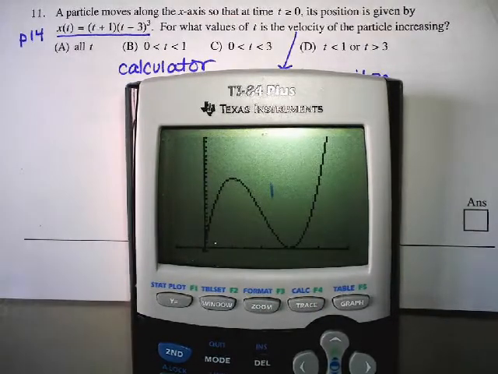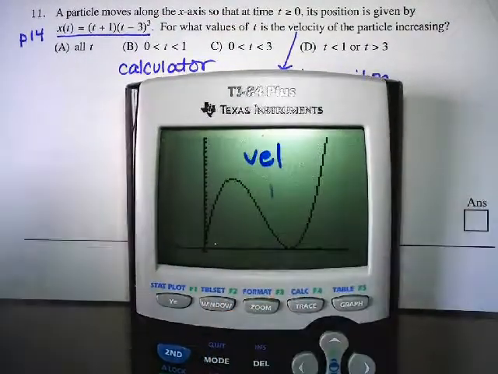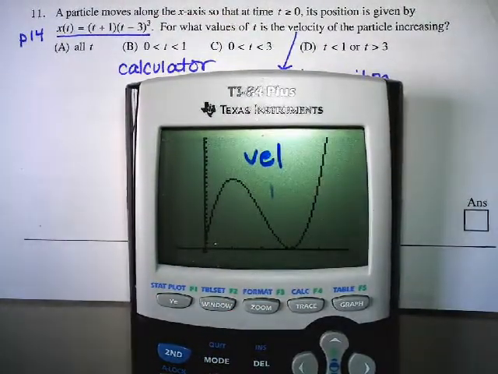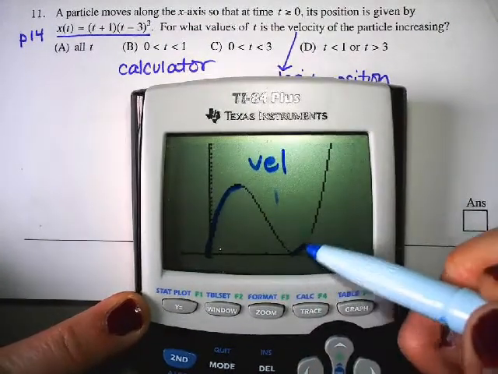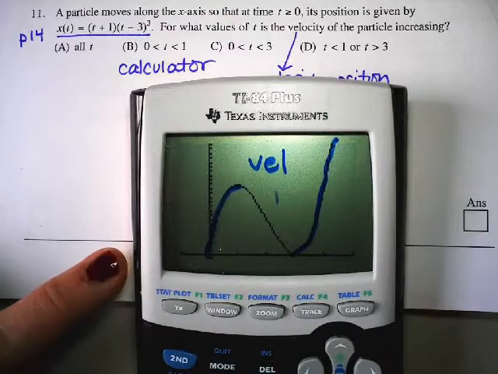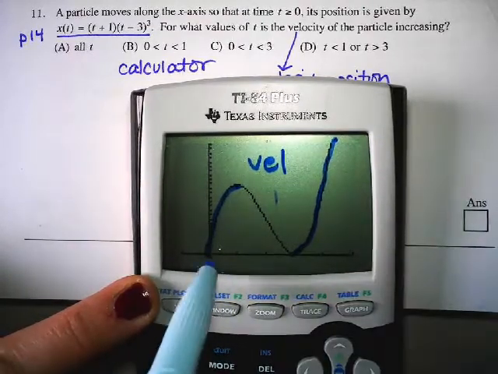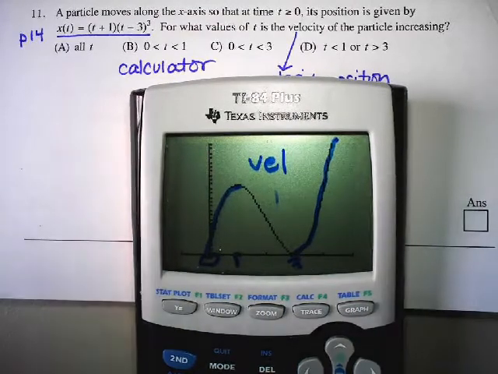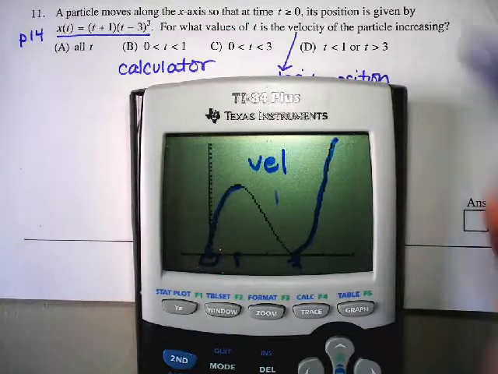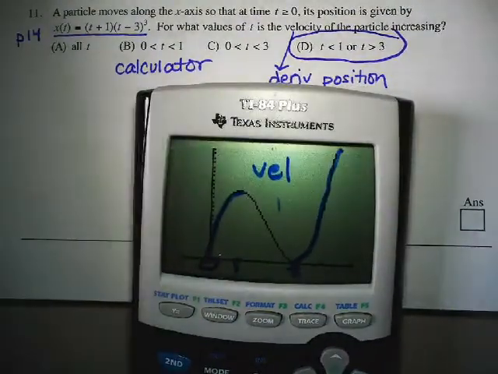So when I graph, this is my velocity graph right here. And I wanted to know when that velocity graph is increasing. Well, it's increasing here and it's increasing here. So if I look at my answer choices, it looks like it's increasing from 0 to 1 and then from 3 the rest of the way. So given the choices, D would be the one that matched up.